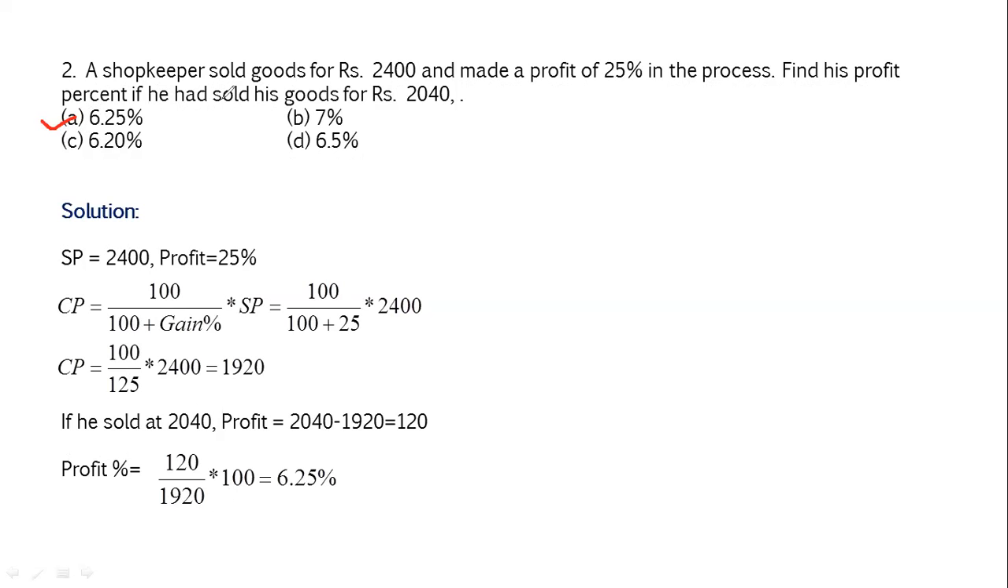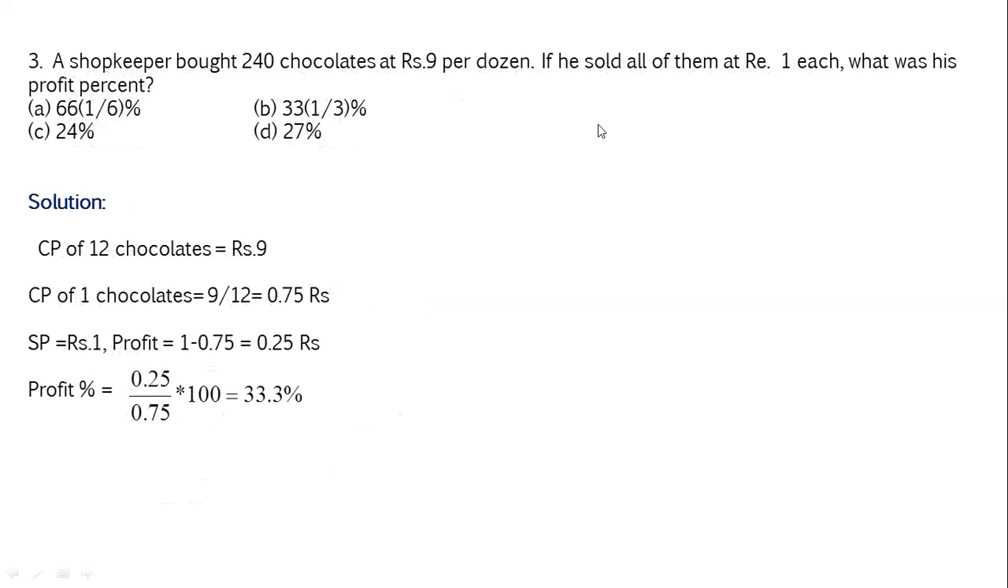Next, problem number 3. A shopkeeper bought 240 chocolates at rupees 9 per dozen. If he sold all of them at rupees 1 each, what was his profit percentage?